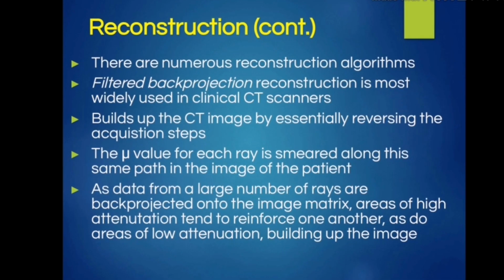There are numerous reconstruction algorithms used in the CT scanner. Filtered backprojection reconstruction is most widely used in clinical CT scanners. It builds up the CT image by essentially reversing the acquisition steps. The attenuation value of each ray is smeared along the same path in the image of the patient. As data from a large number of X-rays are back-projected into the image matrix, areas of high attenuation tend to reinforce one another, as do areas of low attenuation, building up the image.